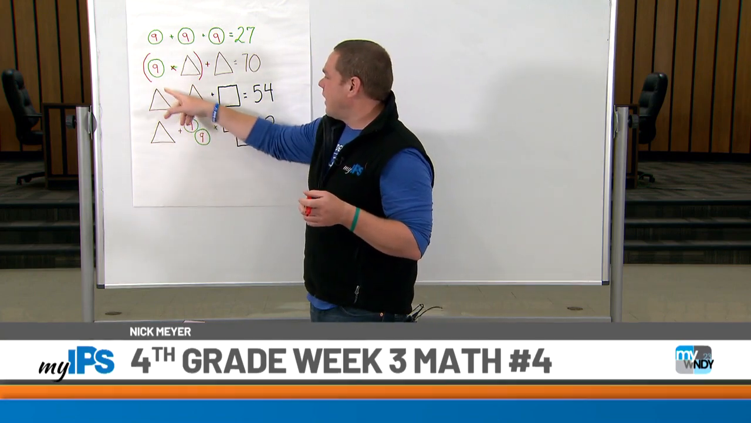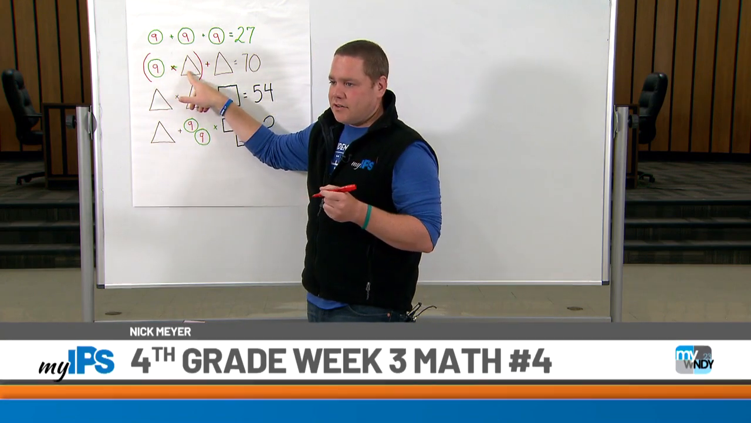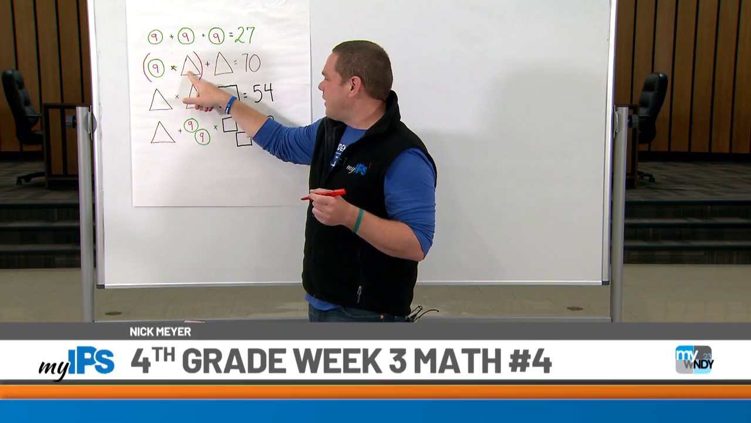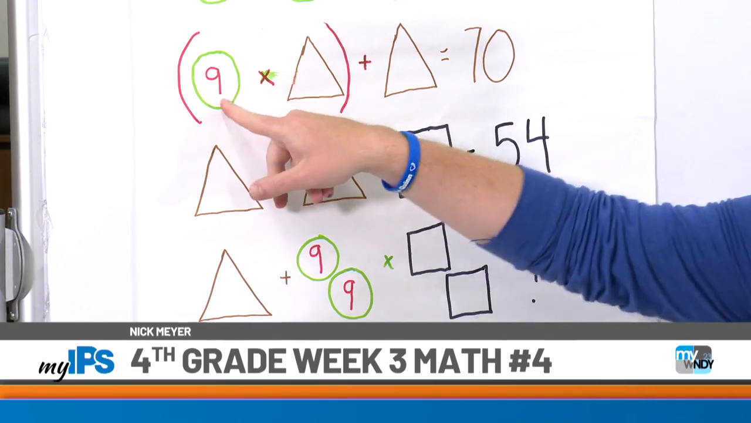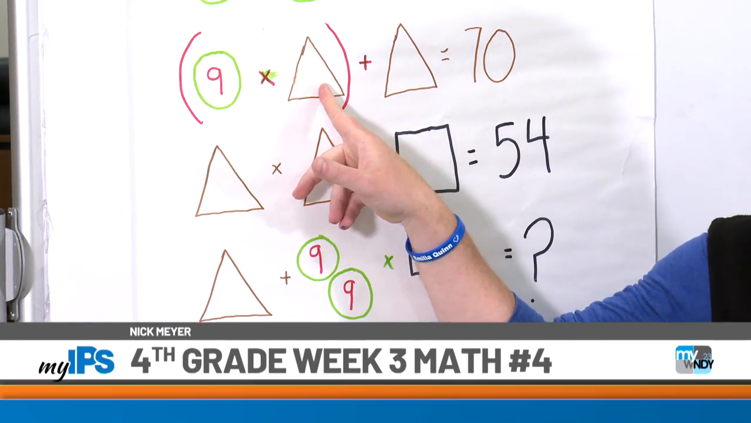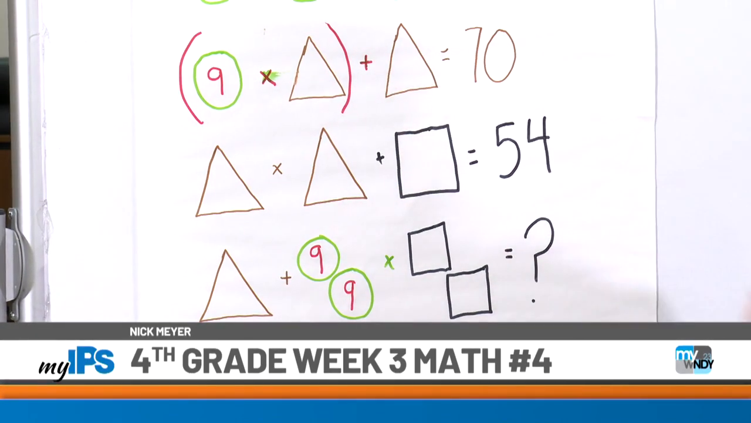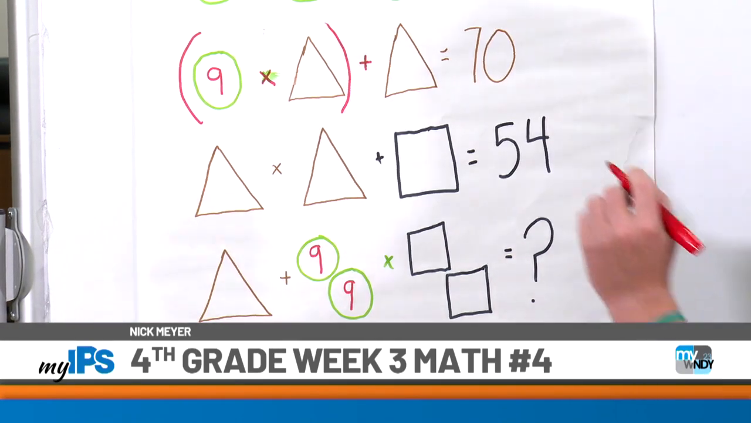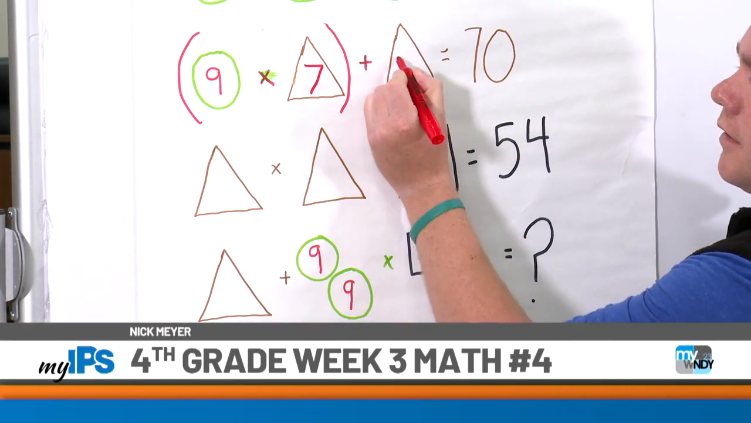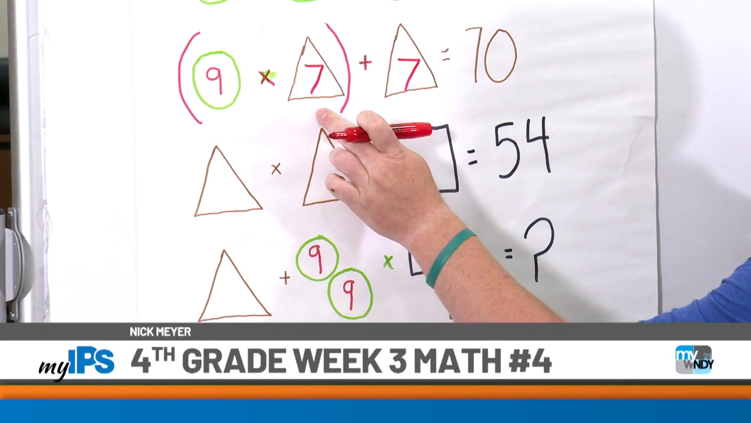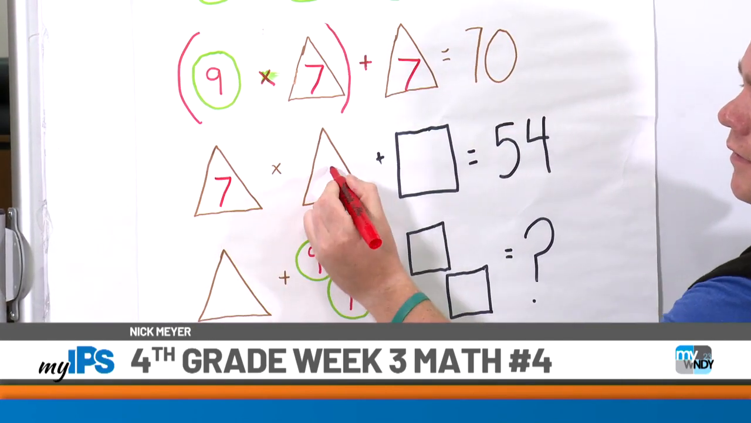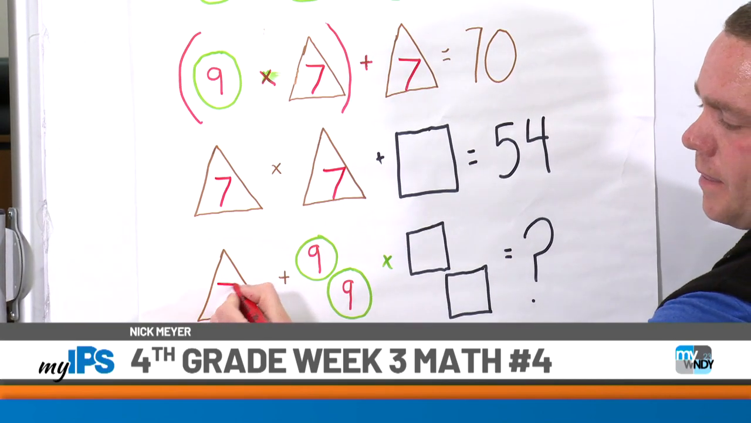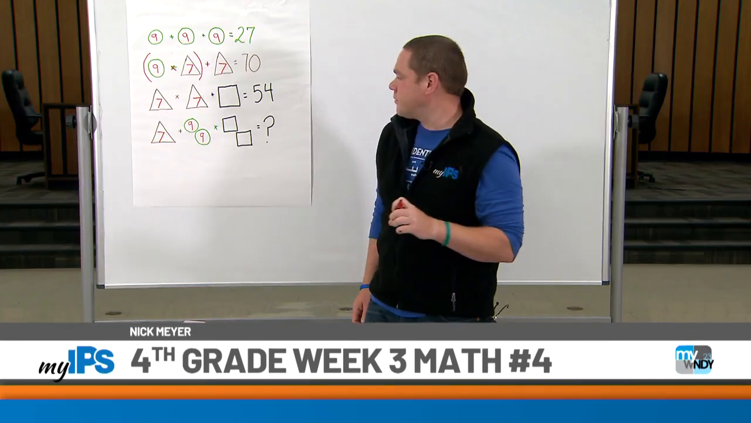If I take 9 times 8, 72. 72 plus 8 would be 80. What about 9 times 7 is 63, plus 7 is 70. So we're going to go with 7. 9 times 7 is 63, plus 7 is 70. So now all of these triangles are 7.